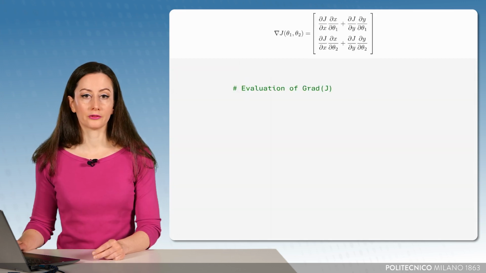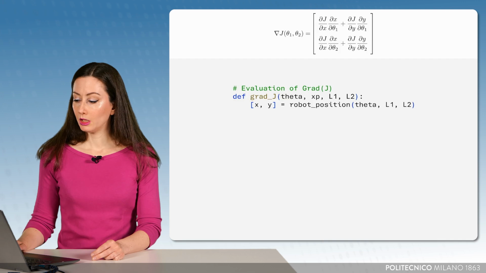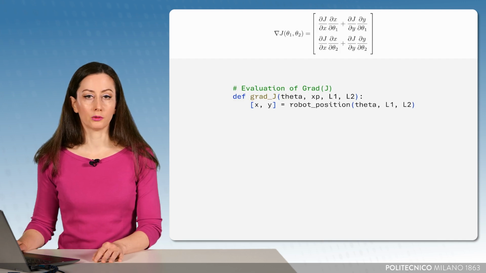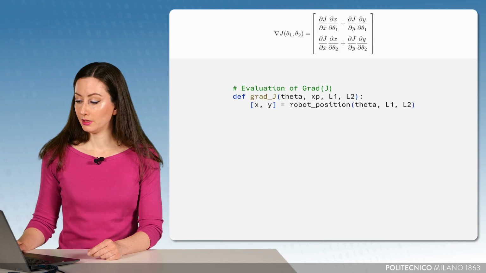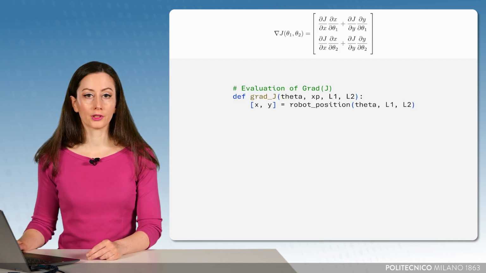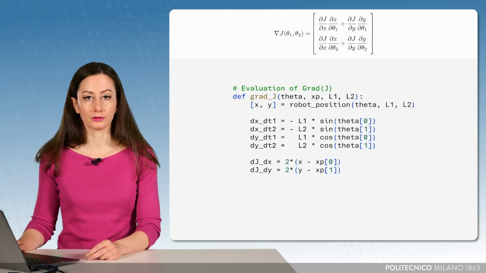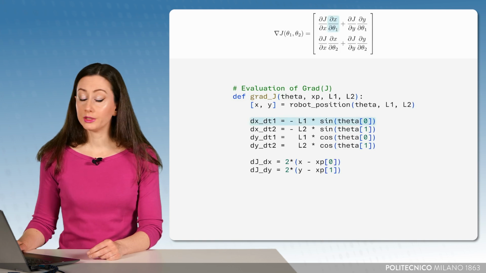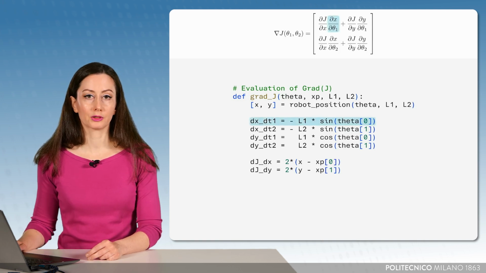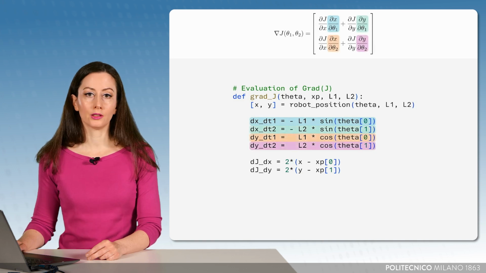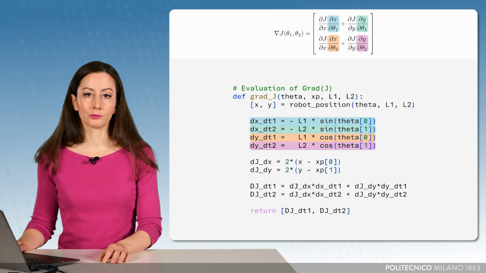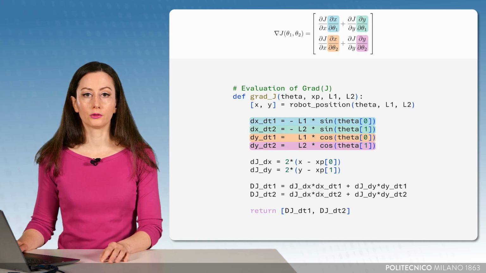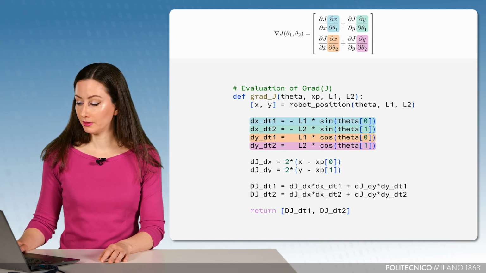Next, we define a Python function called gradJ, which takes as inputs the angles θ1 and θ2 and outputs the two components of the gradient. So given x and y as before, we now need to compute the partial derivatives. So for instance, the partial derivative of x with respect to θ1 is coded in this way, and similarly all the other terms. And finally, using all these terms combined together, we can write the two components of the gradient.